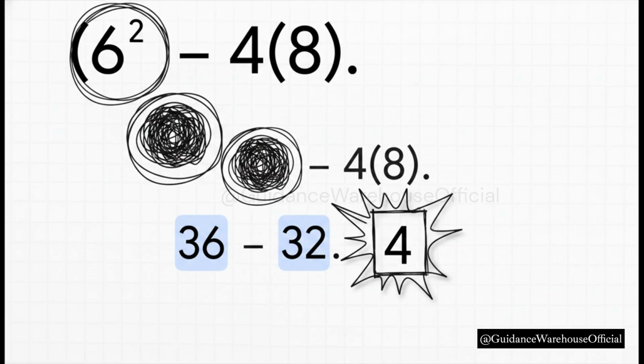Now this is really important. PEMDAS tells us we have to do the multiplication before the subtraction. So 4 times 8 gives us 32. And now finally, all that's left is a simple subtraction. 36 minus 32 leaves us with our one correct universal answer, 4. See how that structure just walks you right to the solution?